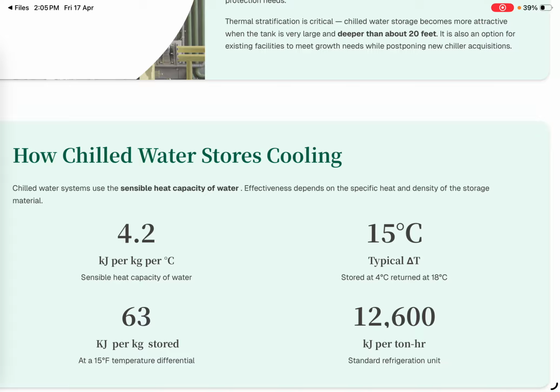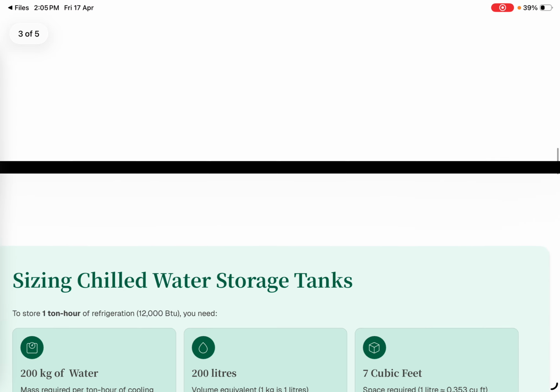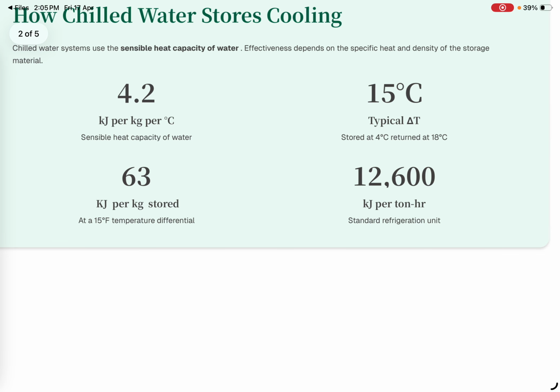It means if you want to store 1 TR for 1 hour, then basically the requirement is 12,600 kilojoules of energy has to be stored if you are using sensible capacity of the water, and then that will give you the capacity of the storage. Okay, so how do you calculate that? You will have to divide 12,600 kilojoules by 63, and that gives you the storage capacity. Okay, we have learned in this video how to calculate the chill water capacity.